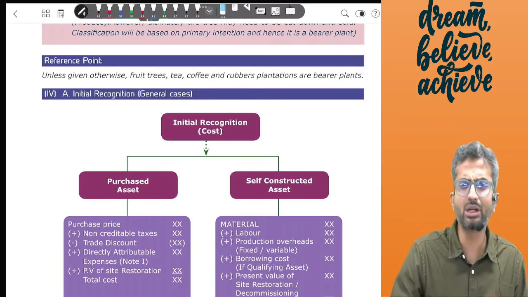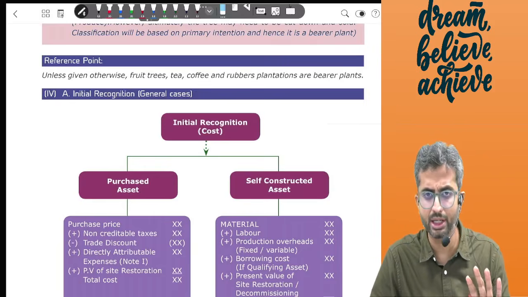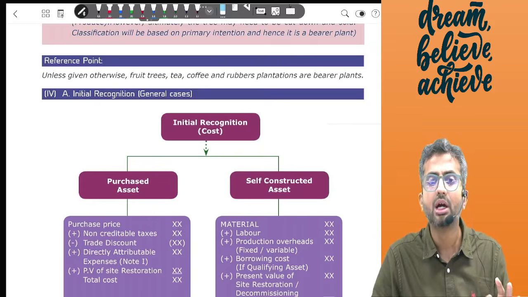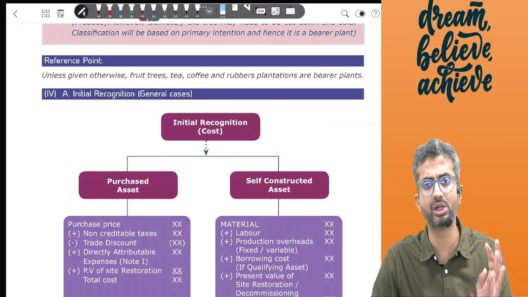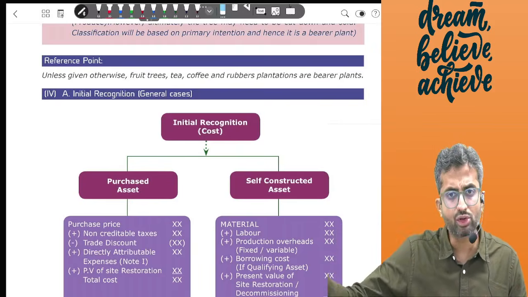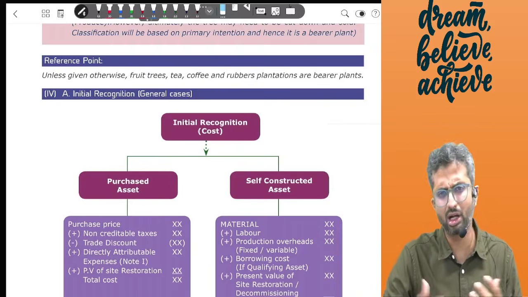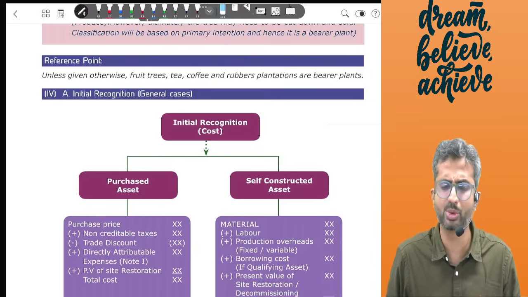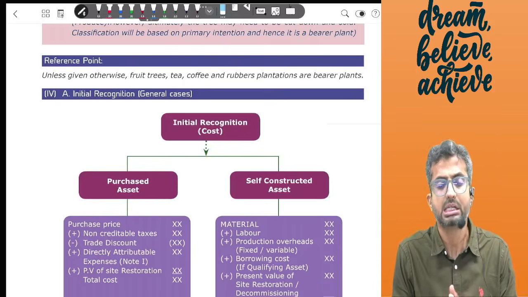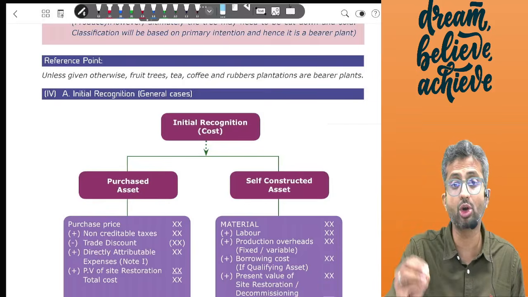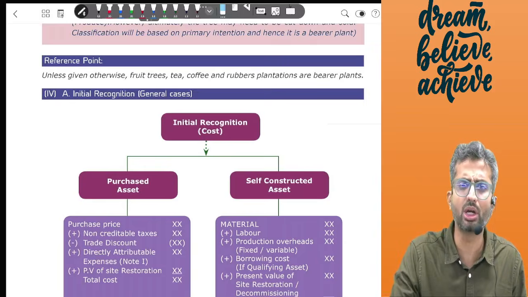Now beyond this, the standard is subdivided into four main headings. First is initial cost, initial recognition, which happens at cost, then subsequent expenditure, subsequent valuation, and depreciation. We'll take up each of these items and then go to a couple of important questions which cover most of these areas. So first, initial recognition of PPE should happen at cost.